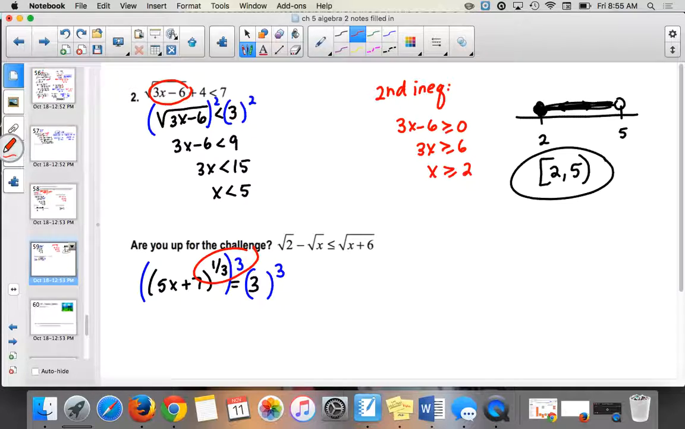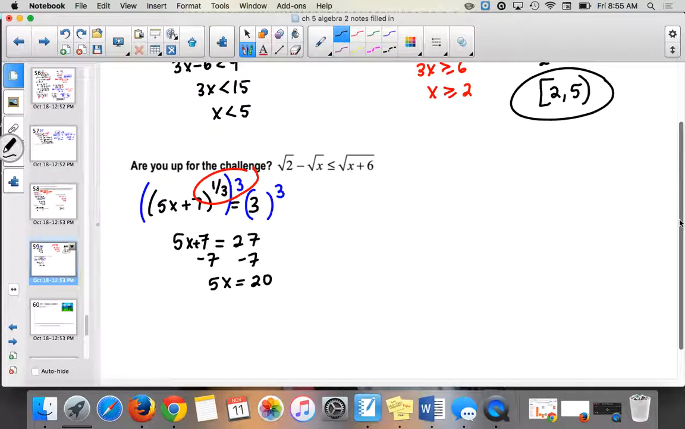Does it make sense? It's just 5x plus 7 all raised to the 1, which means that it's just 5x plus 7. And then it's equal to 27. So I subtract my 7, so I get 5x equals 20. So then I get x equals 4. You do not have to check those ones. All right, and then what was the other one? Did I have one more?